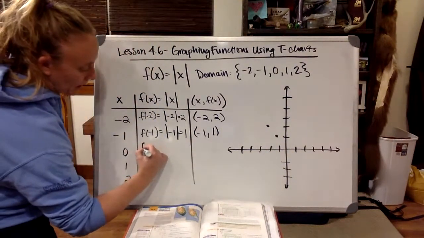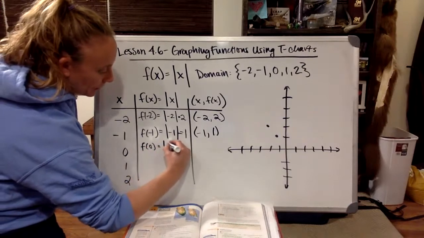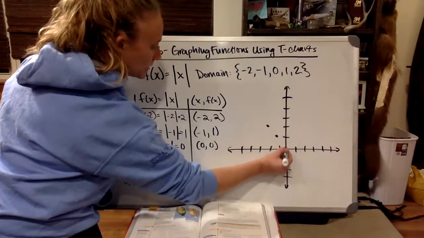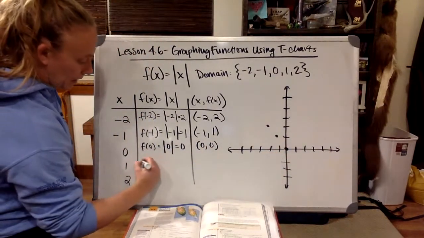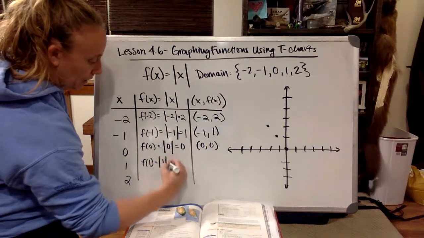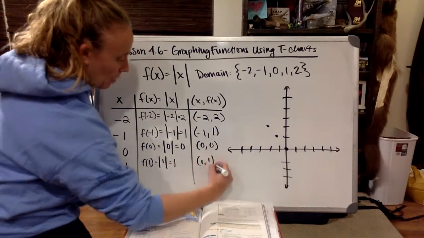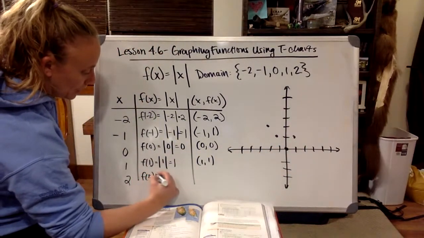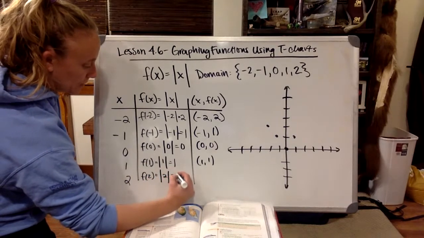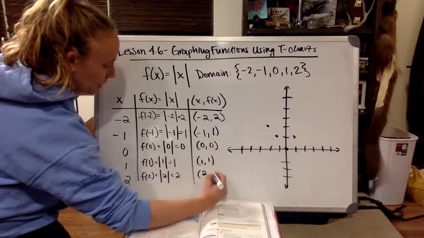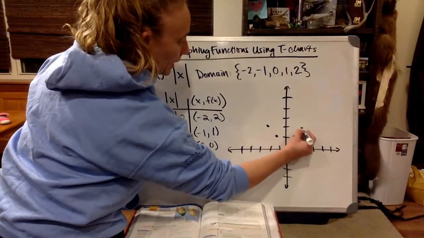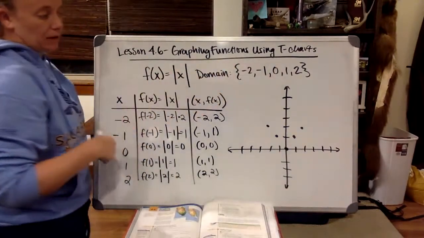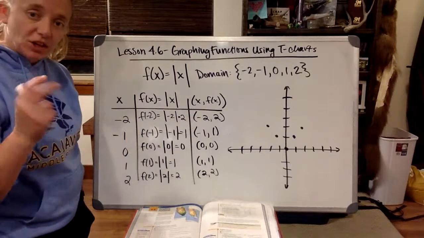Same thing here with 0. F of 0, absolute value of 0 is 0, so I get 0, 0 as a point. Cool. F of 1, absolute value of 1 is 1, 1, 1. And my last one, f of 2, absolute value of 2. How far away is 2 from 0? It's 2 units away from 0, so I get 2, 2. So now I have graphed 5 discrete points based on these domain values. And I can see my V-shaped graph.